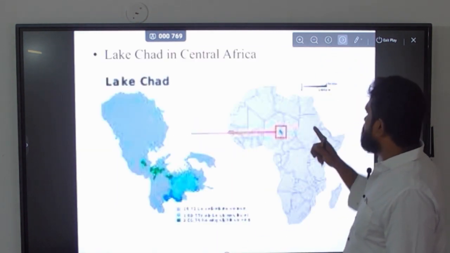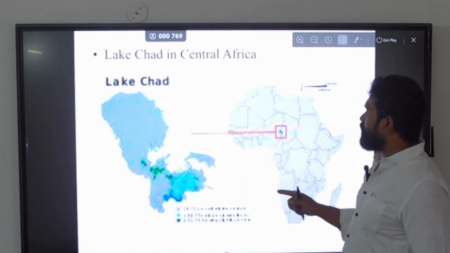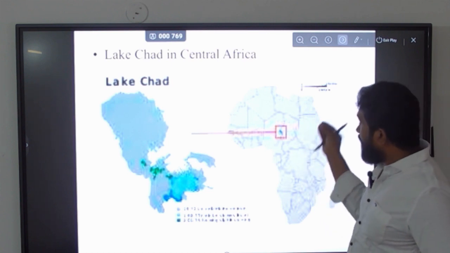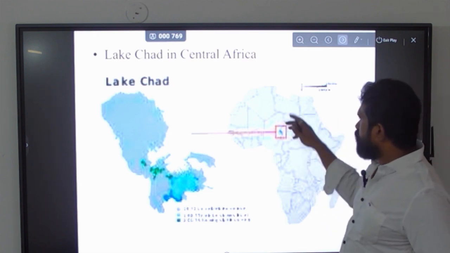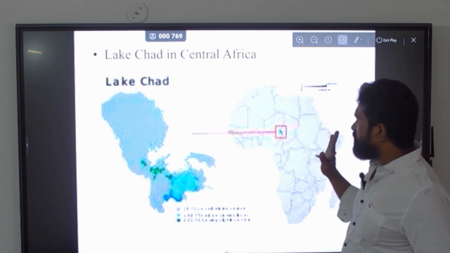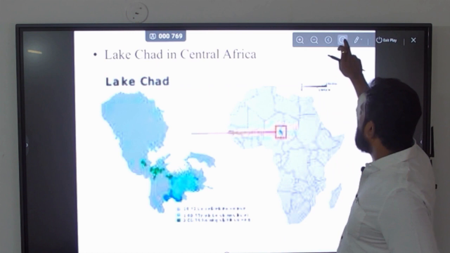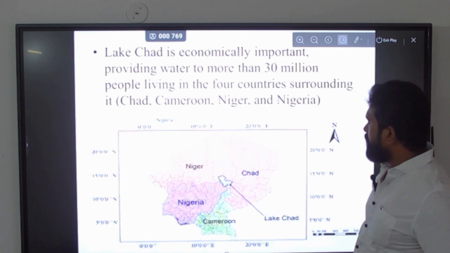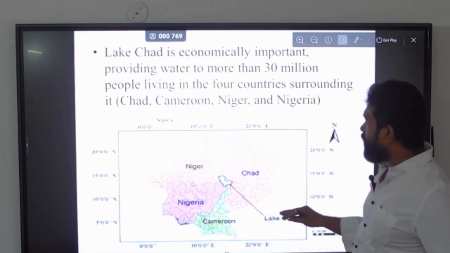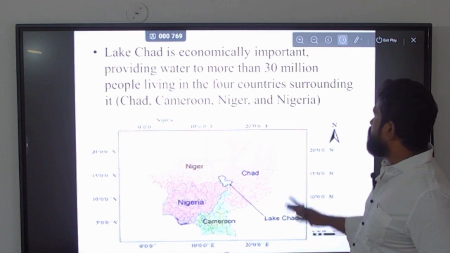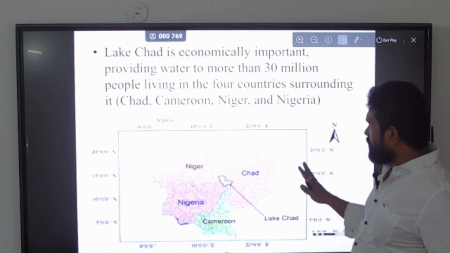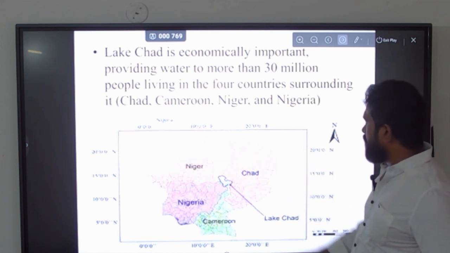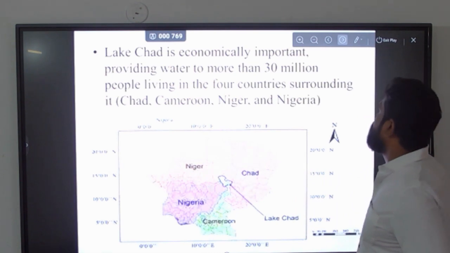Right now, you see Lake Chad, which is in Central Africa. You should have a clear-cut idea. Where is Lake Chad first? You see, it's not in the north, south, east or west of Africa. It is in Central Africa. Then Lake Chad has a border with 4 countries. You see the bordering countries: Chad, Cameroon, Niger and also Nigeria. At the center you have Lake Chad.